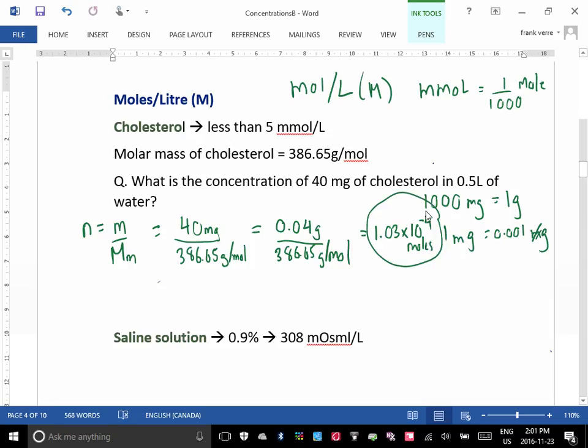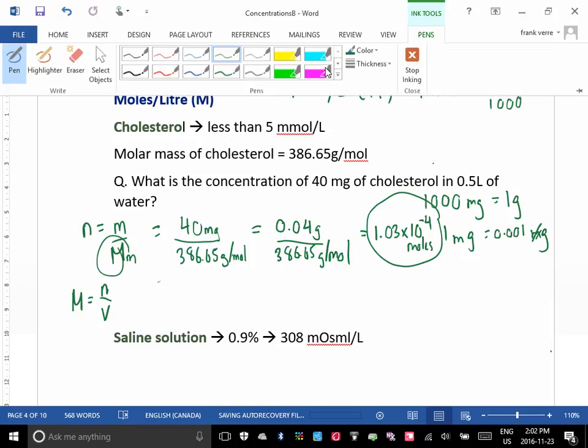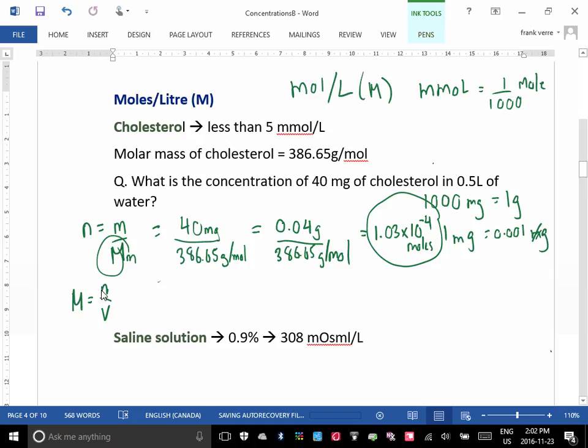Now, the concentration is in moles per liter. So the big M, moles per liter, not to be confused with this big M, is number of moles over the volume. Okay, that's our formula for concentration. So number of moles over the volume.